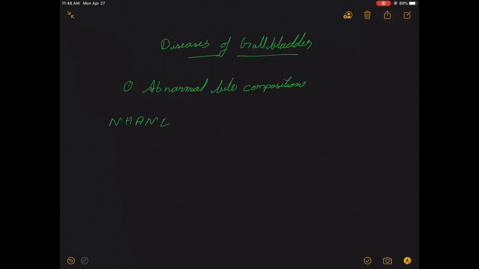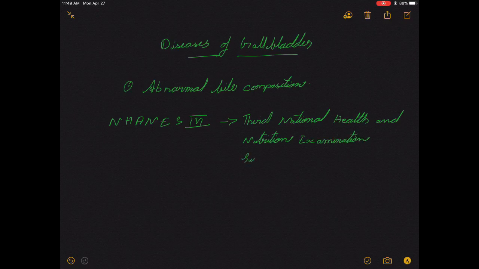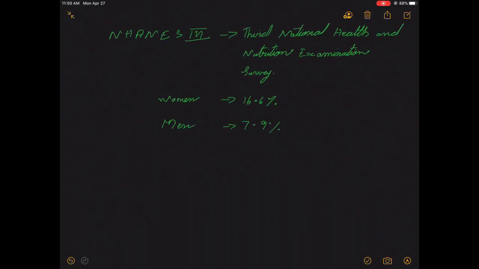According to a study done on the prevalence of gallstones by NHANES III, which stands for the Third National Health and Nutrition Examination Survey, women are more prone to having gallstones than men. In their study, it says 16.6% of women and 9.9% of men will have a chance of getting gallstones, and the more prone age group is above 50 years of age.